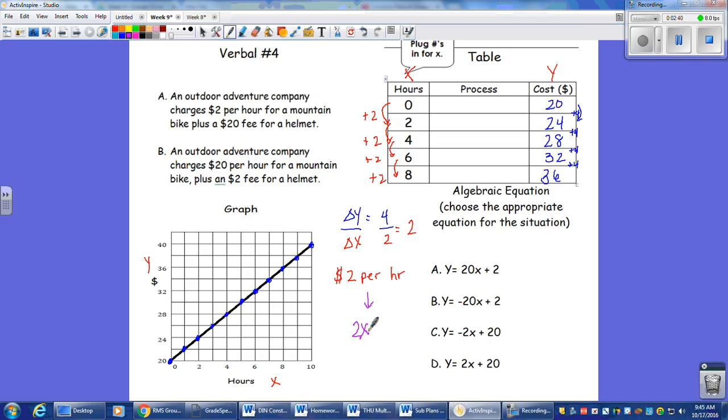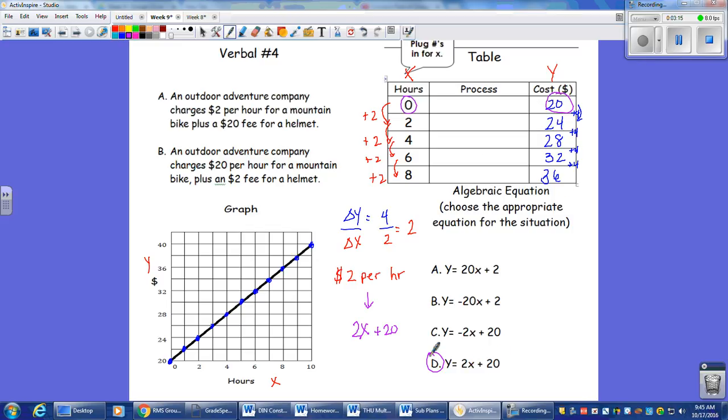Now remember, if we see x is 0 and we see something over here for y, that's how much we have to add on, because we're not starting at 0, we actually have to add $20 on. So when we look for our equation, we see that D is the one that makes sense. And if we wanted to check, we could plug one of these numbers in. Like 2 times 0 is 0 plus 20 gives me 20. 2 times 2 gives me 4, and 4 plus 20 gives me 24. Let's say 8. 8 times 2 gives me 16, and 16 plus 20 gives me 36. So I know that this is going to work throughout.